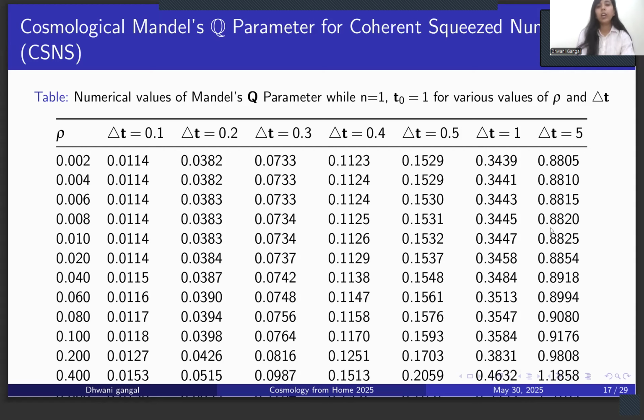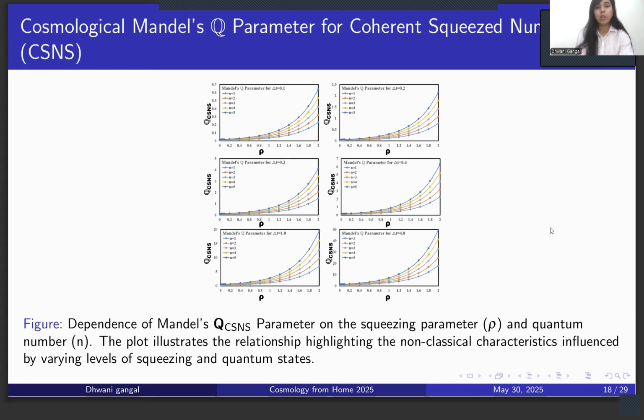So we can say that the Q parameter value will be positive. A positive value will show whether our state is sub-Poissonian or super-Poissonian, so we will identify which state we are using. In the first graph, the delta t value is 0.1. This is the graphical representation of the previous table.